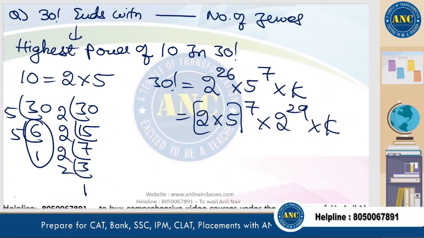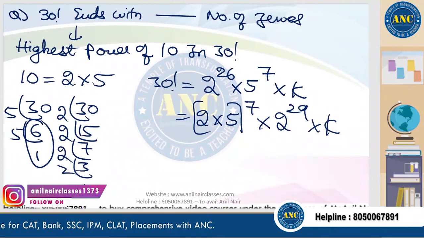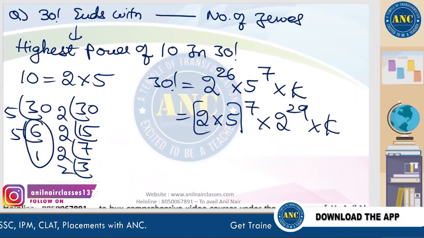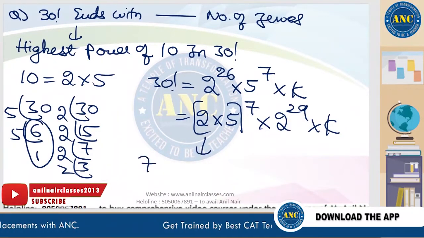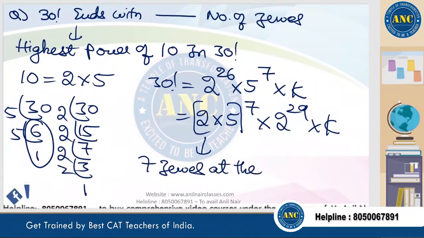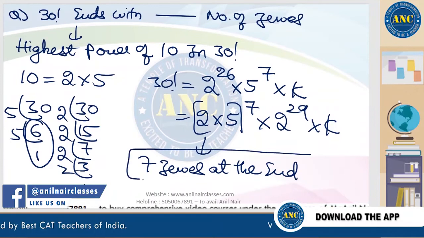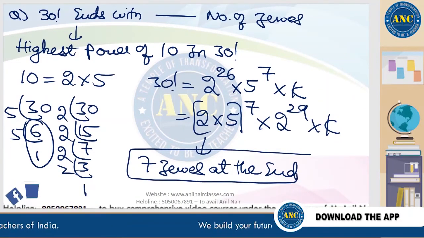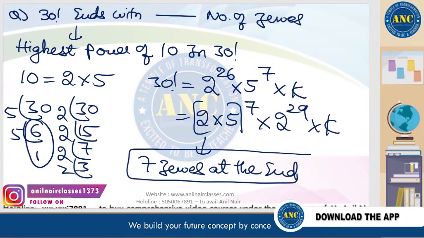10 power 1 will give you 1 zero at the end. 10 power 2 will give you 2 zeros at the end. 10 power 7 will give you 7 zeros at the end. I hope the idea is clear. Number of zeros at the end.